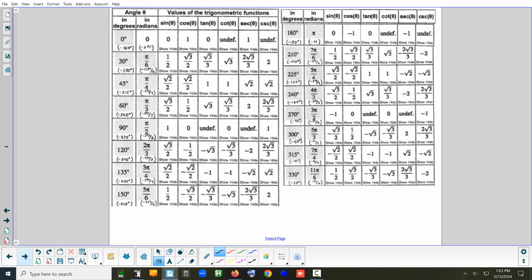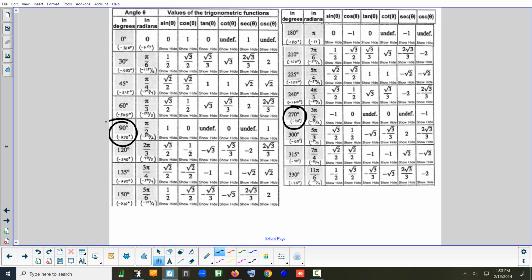All right. So where do we see a 0 in the cosine column? 270. Let's see. 0 in the cosine column. Yep, 90. And where else? 270. Yep. 0 in the cosine column right there. Okay. So which answer? 90, negative 90, 270, or negative 270?